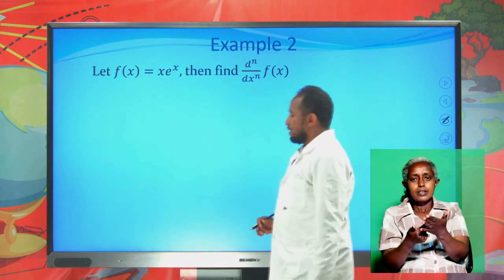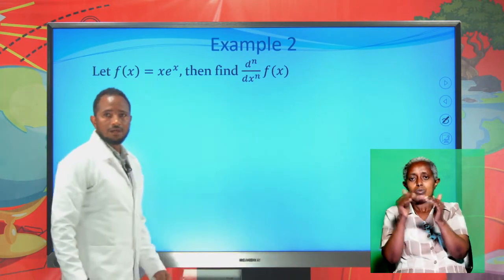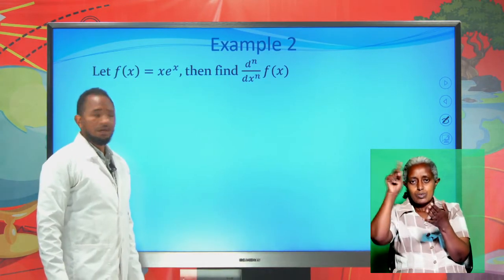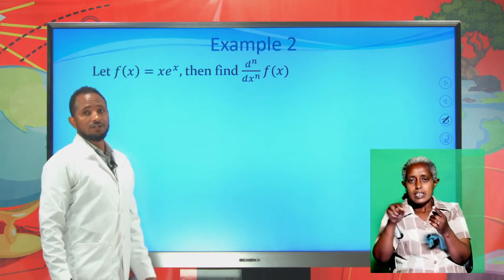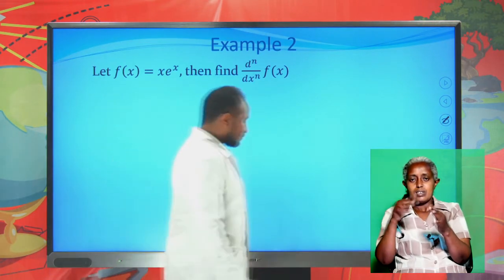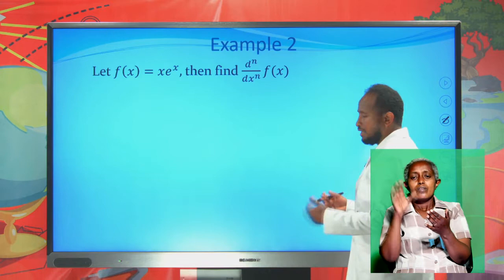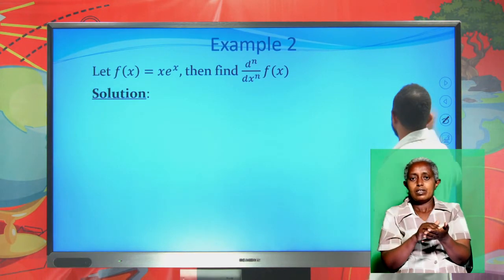Here we have a function f of x is equal to x times e raised to x, and we are asked to find the nth derivative of this function, d^n f(x) by dx^n. So to find this, let's try to find the derivative repeatedly. Let's start from the first derivative.